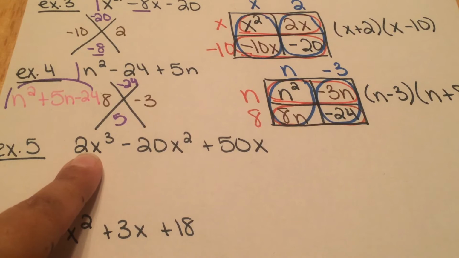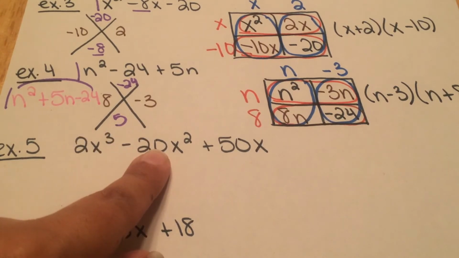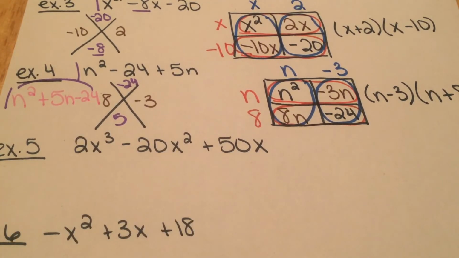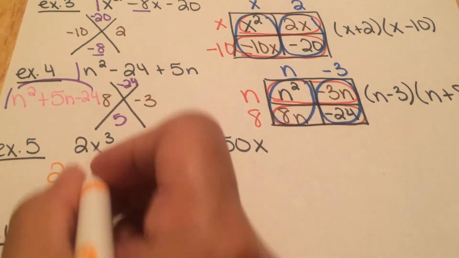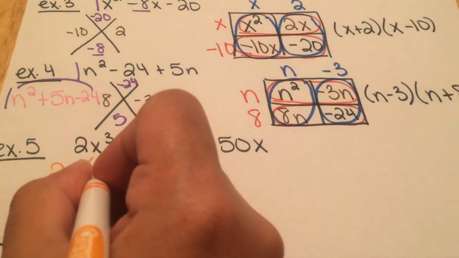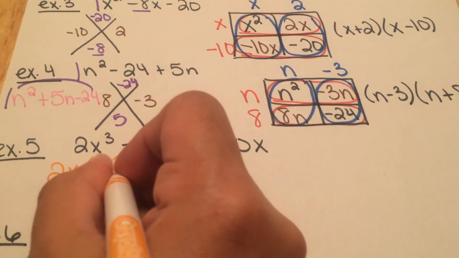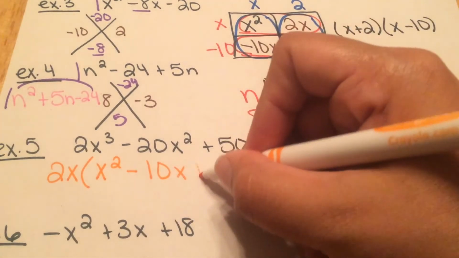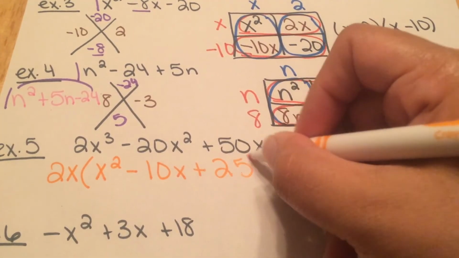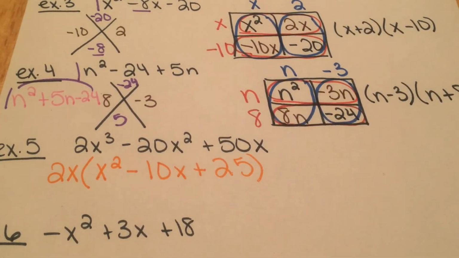What do 2x cubed, negative 20x squared, and 50x have in common? Hopefully we can tell that their GCF, which we haven't seen in a long time, but we're going to factor out now, is going to be 2x. And when we factor that out, we end up with x squared minus 10x plus 25. So this is very similar to factoring out using our GCF.